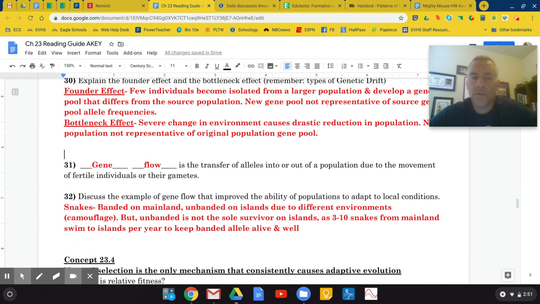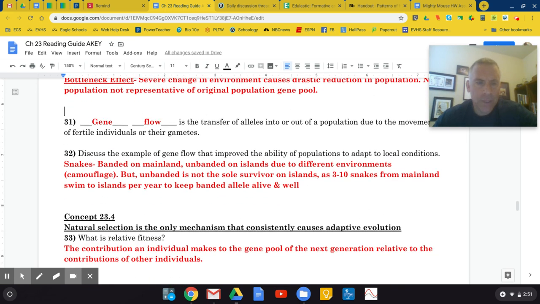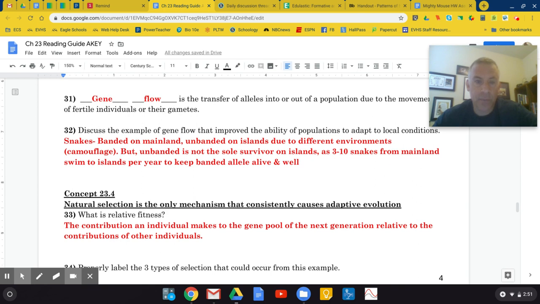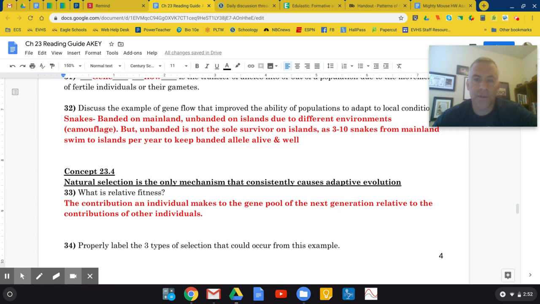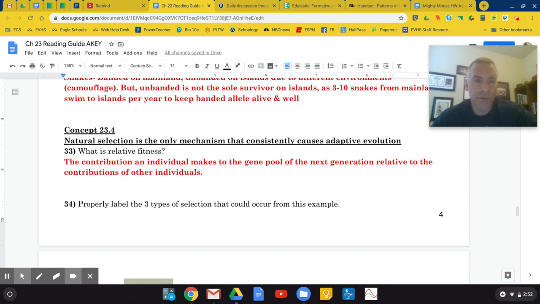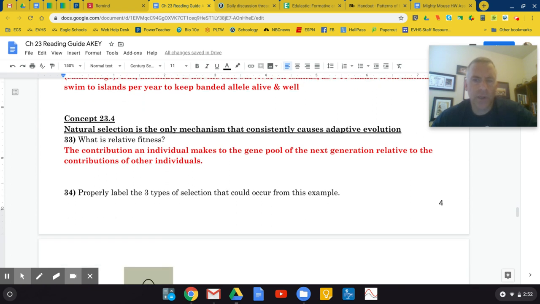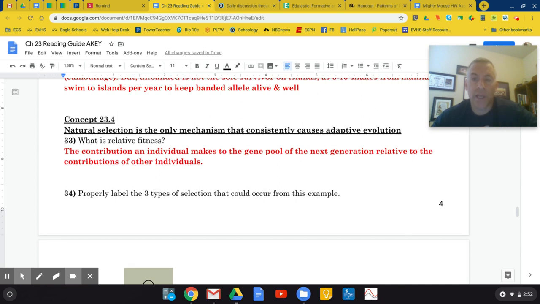31, gene flow, that is just migration, movement of alleles into or out of a population. So if you hear the word immigration with the letter I, that's individuals moving into a population, whereas emigration with the letter E, that's individuals moving out. I'm going to skip 32. It's just another example of movement of individuals and how that can affect allele frequencies. You can take a look at it to help wrap your brain around it, but I'm going to move forward into 23.4 and talk a little bit about natural selection and how that can change populations and the genetics of populations over time.